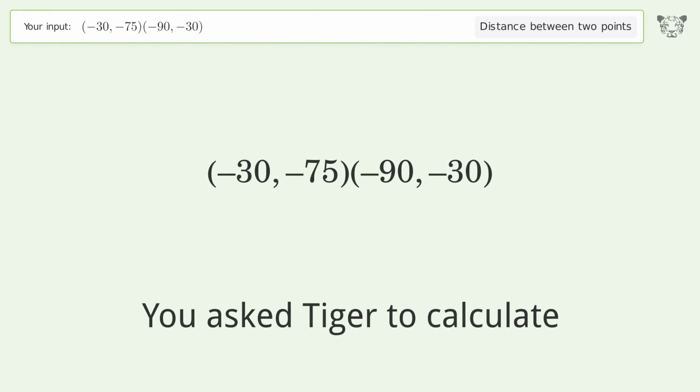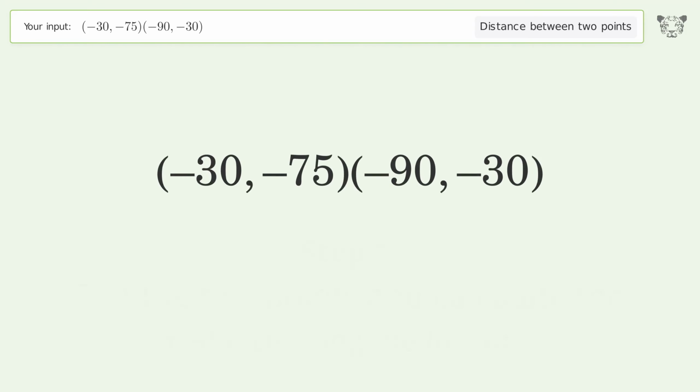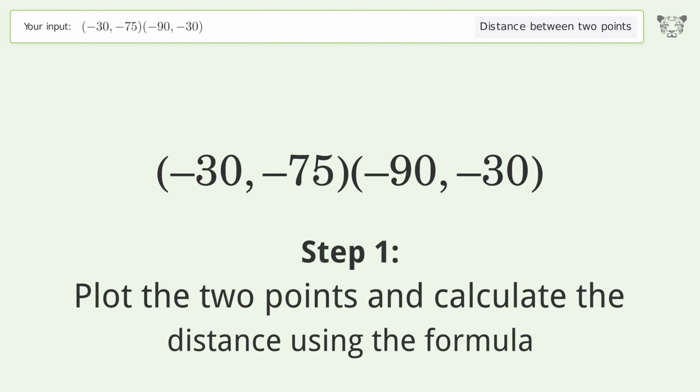You ask Tiger to calculate. This deals with the distance between 2 points. The distance between the 2 points is the square root of 5,625 or 75. Let's solve it step by step. Plot the 2 points and calculate the distance using the formula.